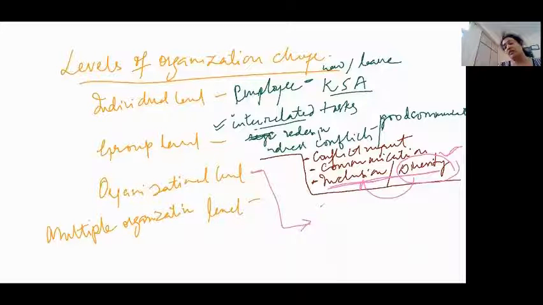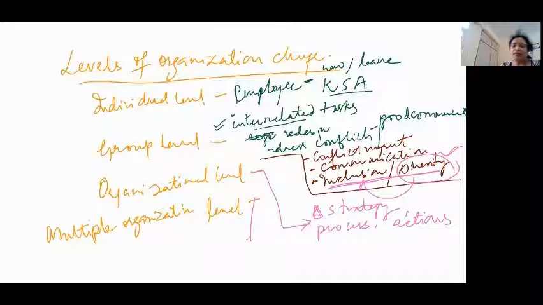whatever changes are taking place in the external environment, the organization accordingly brings about change in its strategy, change in its process of doing things, right? And because of this there will be change in actions. All these changes are at the organization level. Okay, and finally we have the multiple organization level.